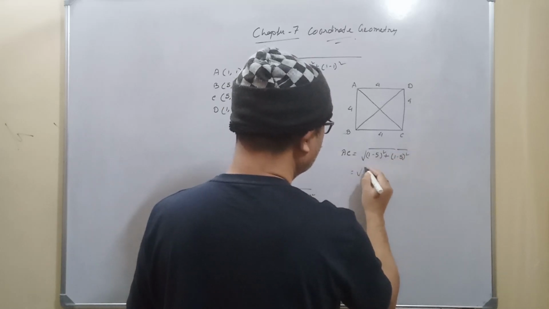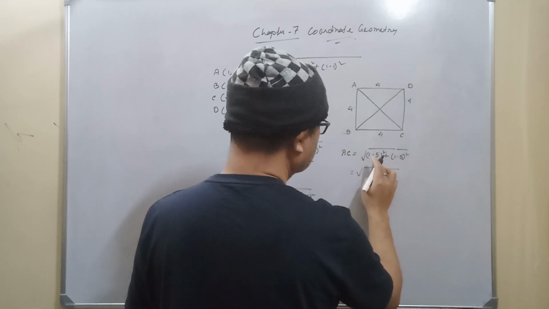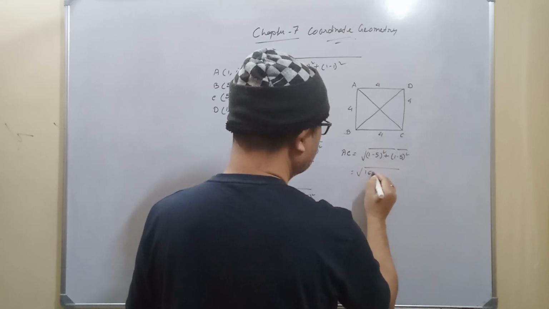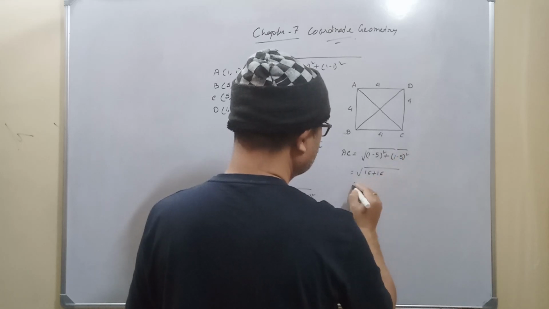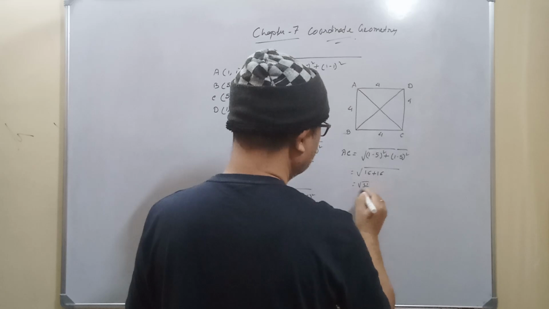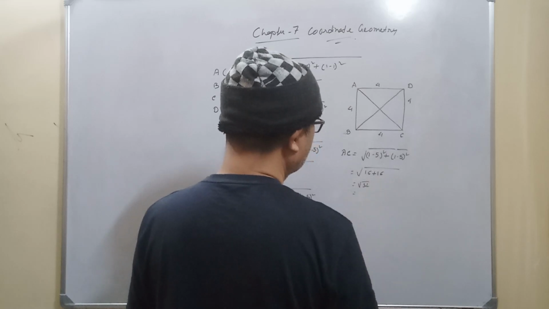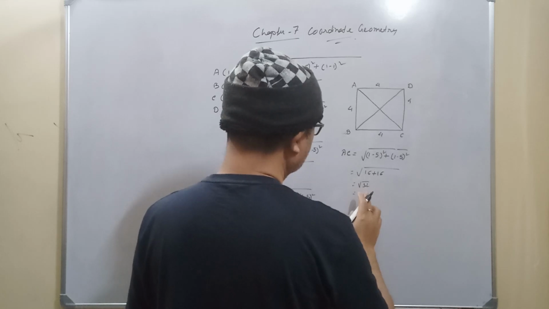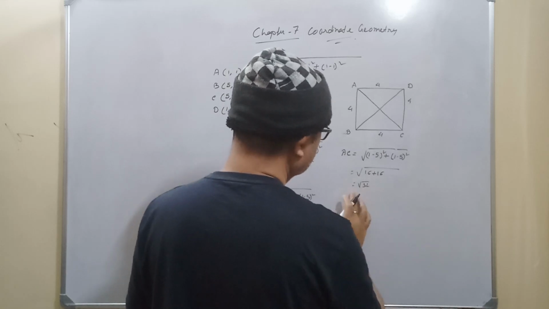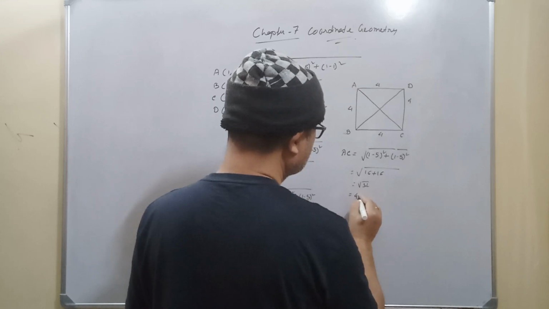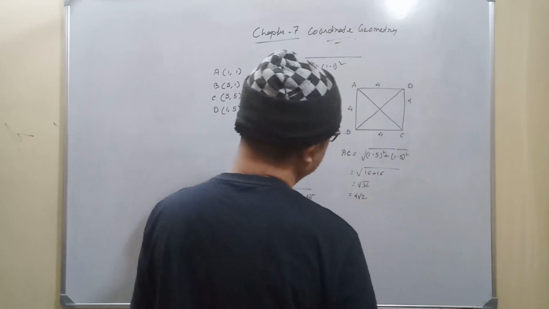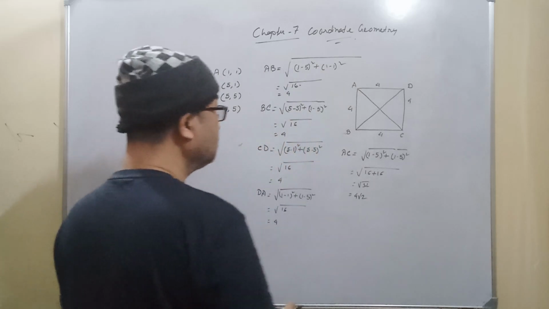This is equal to 1 minus 5 is minus 4. Minus 4 square is 16. 1 minus 5 is minus 4. Minus 4 square is equal to 16. We have 32. Square root of 32, how much is it? 2 into 2 into 2, 4 square root 2. Right?